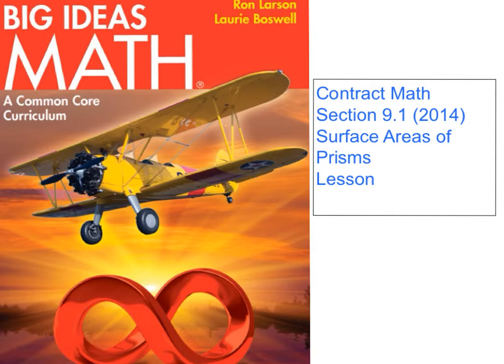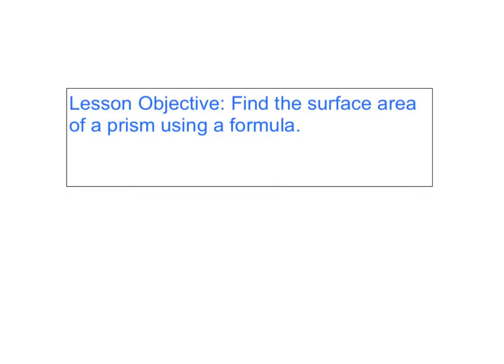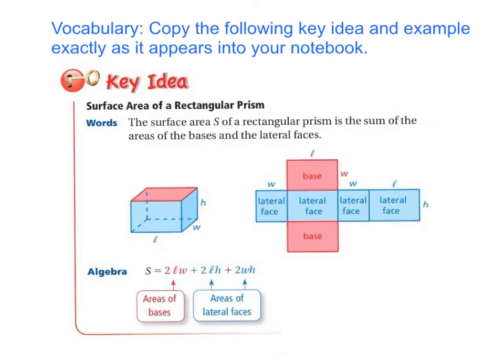Pause while you write 9.1 lesson in your math notebook. Pause again while you write today's lesson objective. Today's lesson objective is find the surface area of a prism using a formula. Pause while you copy the following key idea and example exactly as it appears into your notebook.